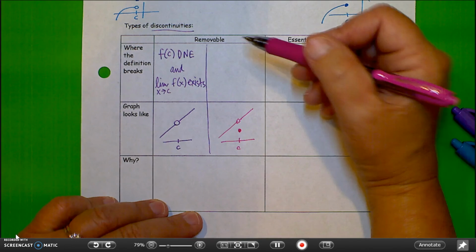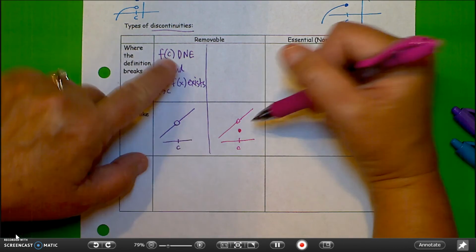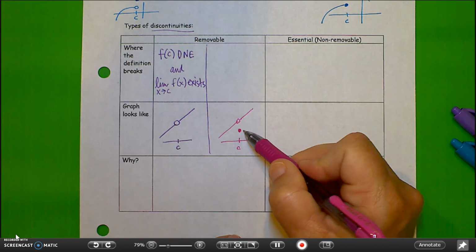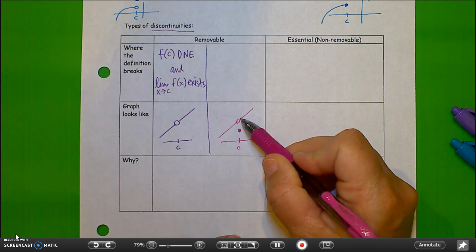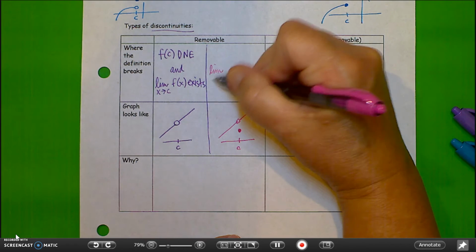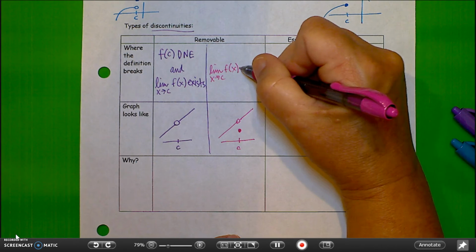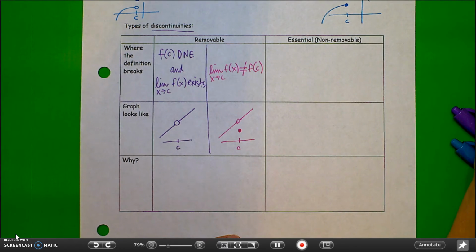So in that case, f of c does exist. F of c does exist, so it doesn't fit this rule. F of c exists. However, that f of c value, that y value there, is not the same y value that the limit produces. So what we would show there is the limit as x approaches c of f of x exists, but it does not equal the function value at c.